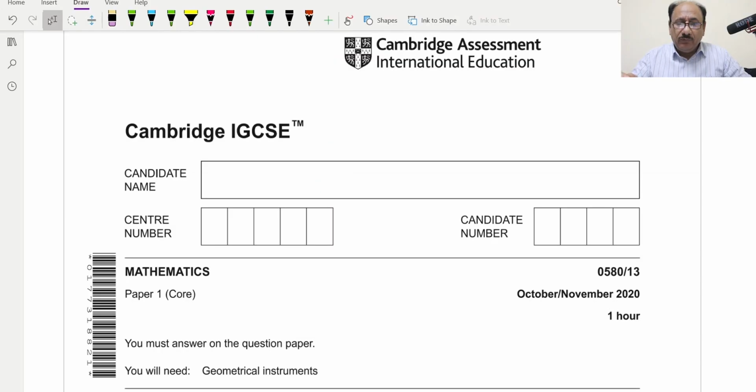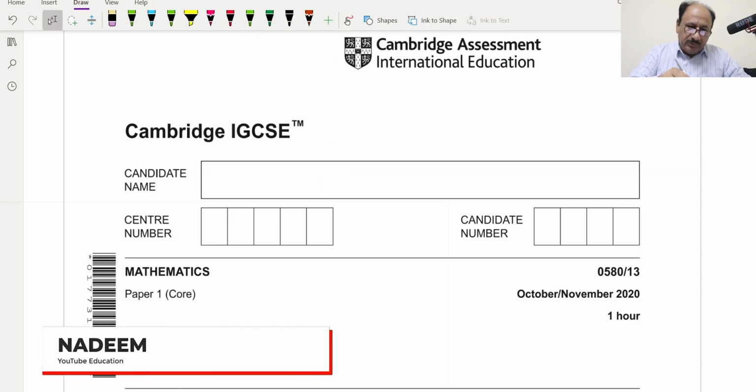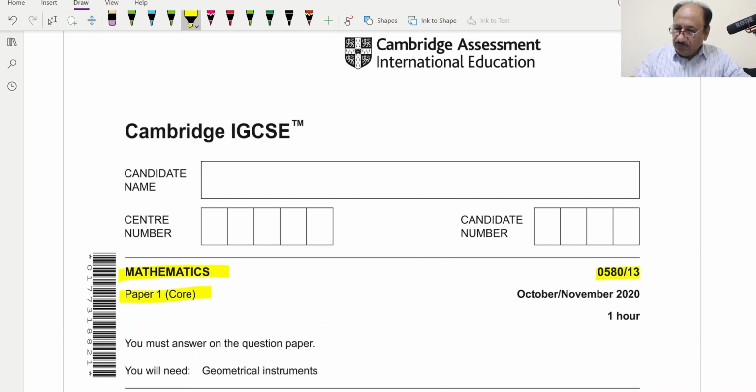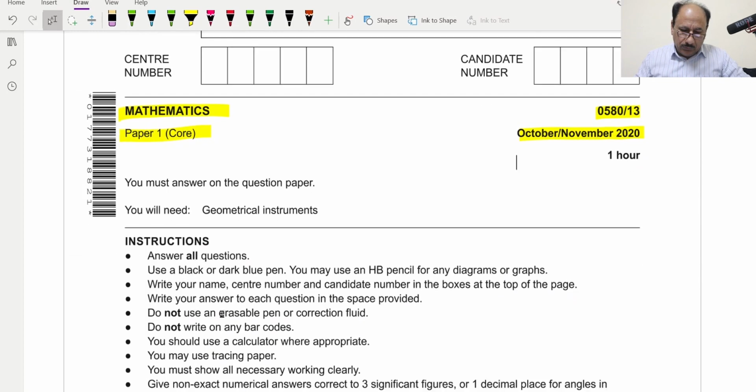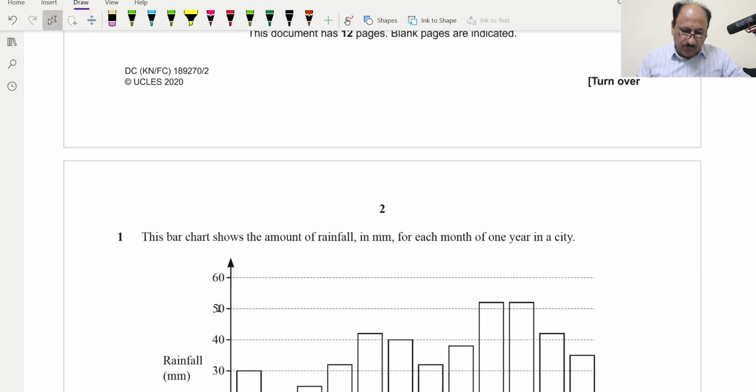Hello everyone. Today we'll be going through Cambridge IGCSE Mathematics Paper 1 Core 0580/13 October November 2020. Let us go through question number 1.